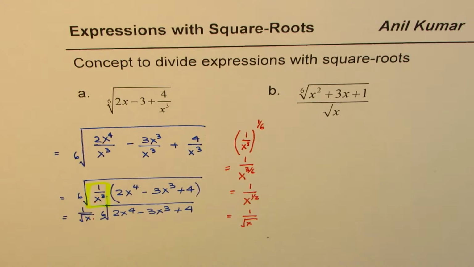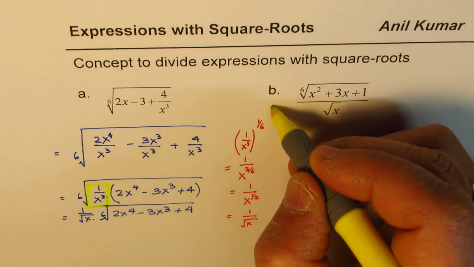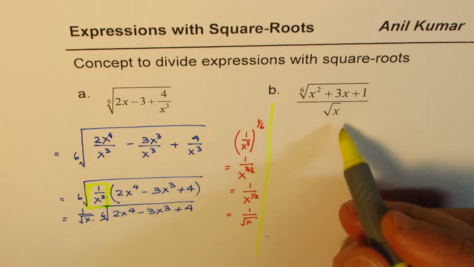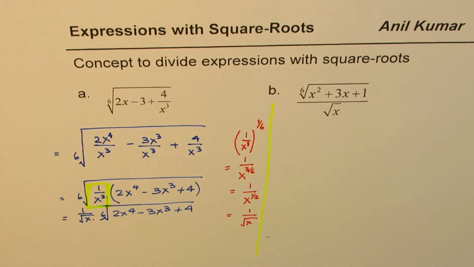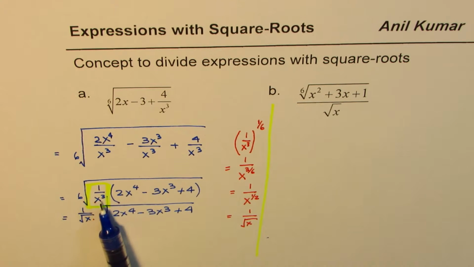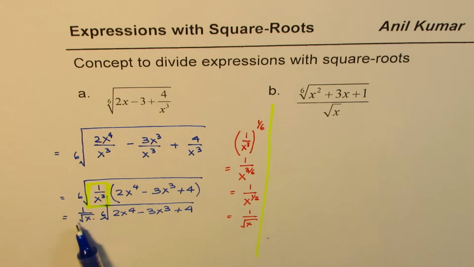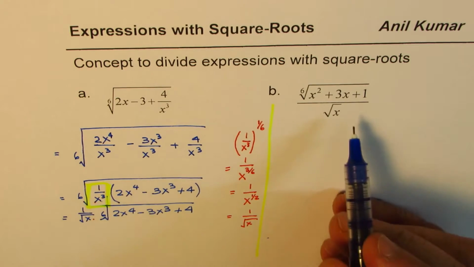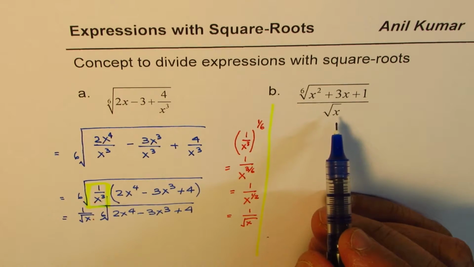Now that is what we're trying to understand in this particular video: how to work with quotients when we have different radicals. I hope this concept is clear. So that is how we do it. If we have a cube root, it comes out as a square root when you do the sixth root. Okay. Now let's look into the second example here.